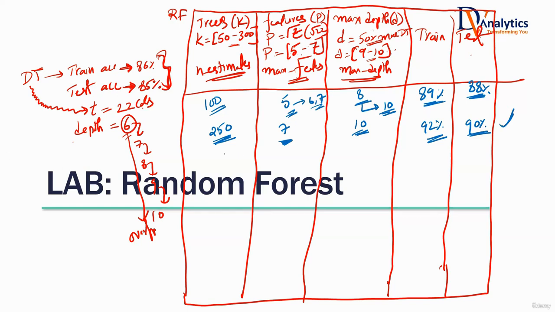Jagannath. Number of estimators 20. Now that is too less. What is the usual number that we have to try? That was a mistake. Actually, that was a mistake, guys. No, 50 to 300. It has to be very high.